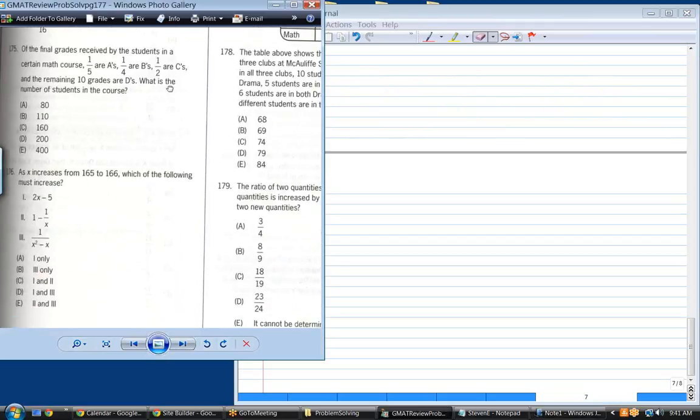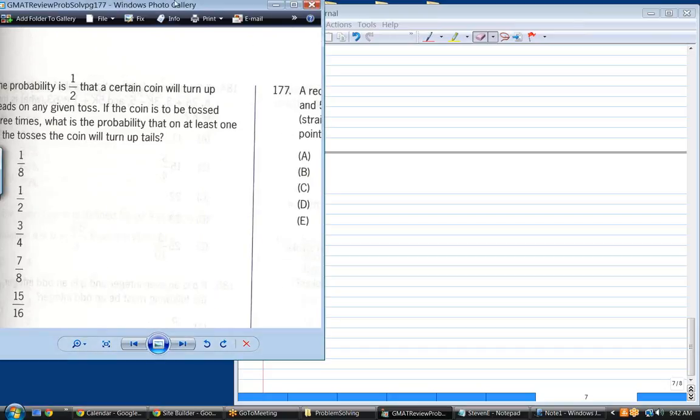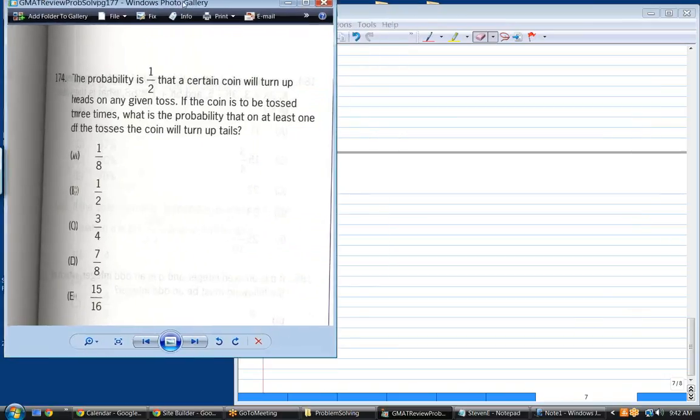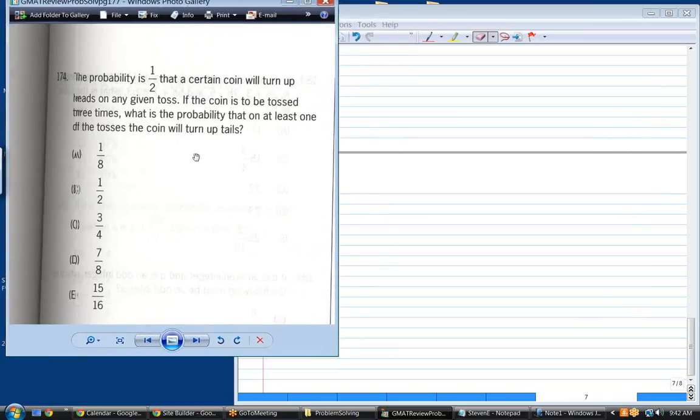Probability is 1/2 that a certain coin will turn up heads on any given toss. If the coin is tossed 3 times, we go back to that one. I wanted to recap. Yeah, can you see it now? Yeah. If the coin is to be tossed 3 times, what is the probability that on at least one of the tosses the coin will turn up tails?